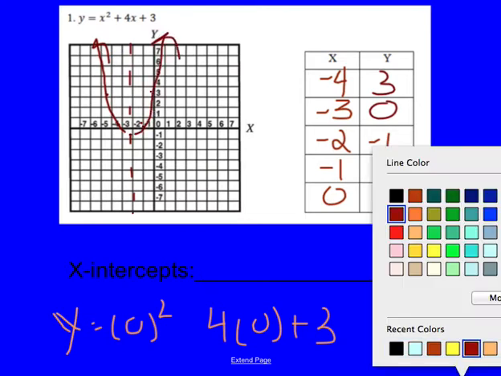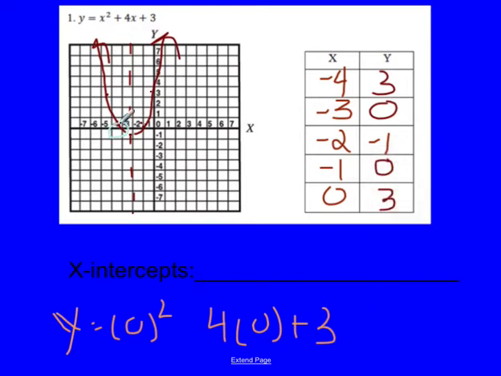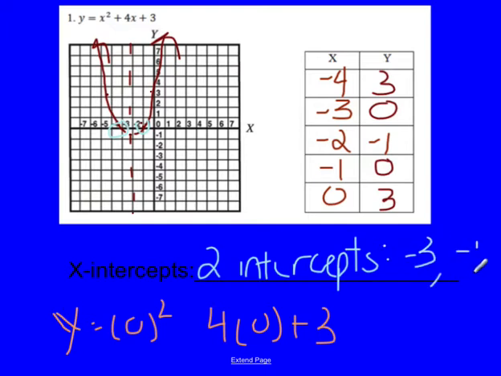What I notice is that it's crossing the x-axis twice, here and here. So it has 2 intercepts, and those intercepts are going to be at negative 3 and negative 1.